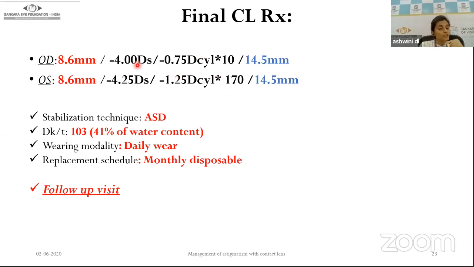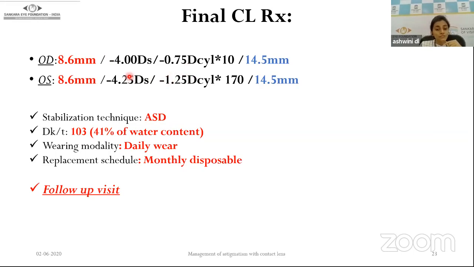So we ordered a 1 month trial contact lens for the patient with the power of minus 4 diopter spherical, minus 0.75 diopter cylinder, axis of 10 degrees, and 14.5 mm diameter. In the left eye, it was 8.6 millimeter with a power of minus 4.25 diopter spherical, minus 1.25 diopter cylinder, 170 was the axis, and the diameter was 14.5 mm. We ordered this for 1 month trial lens usage.